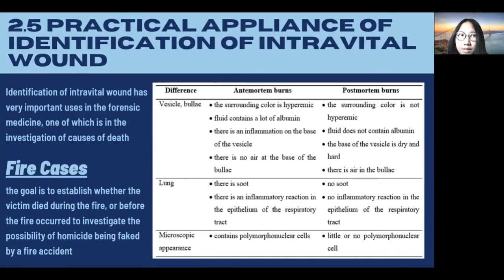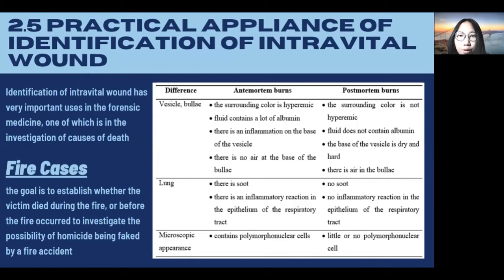I would like to explain about the practical appliance of identification of intravital wound. Identification of intravital wound has very important uses in the forensic medicine, one of which is in the investigation of causes of death. Practical appliance of the identification of intravital wound can be seen on fire cases, where investigation of death has several objectives, including the identification of victims.